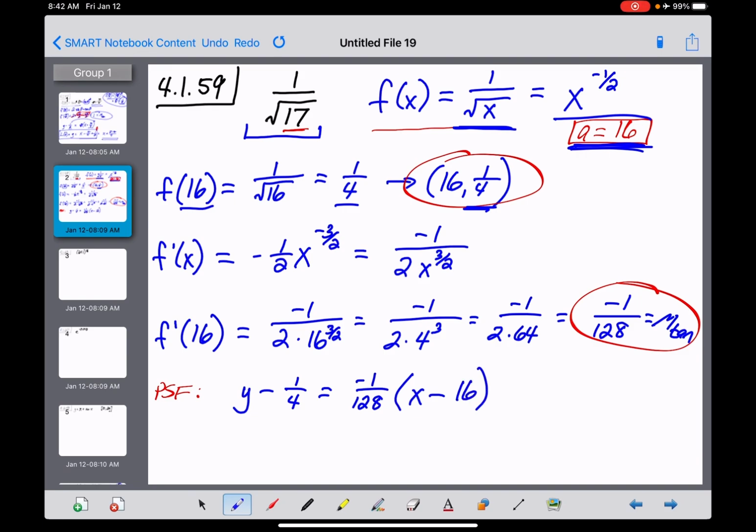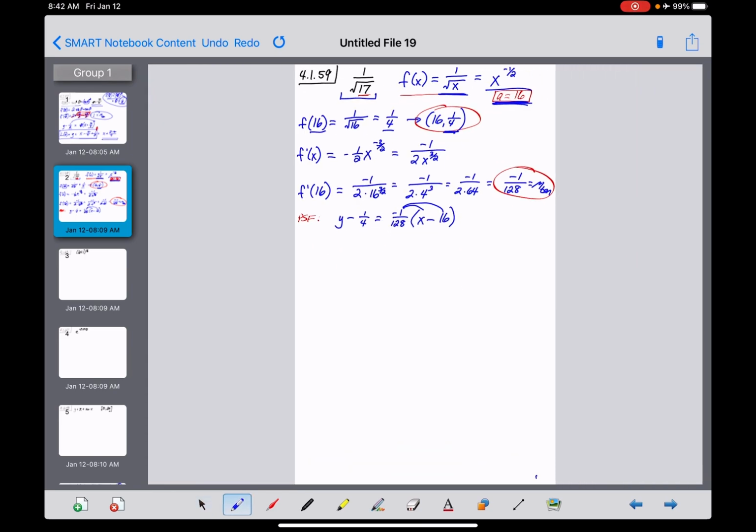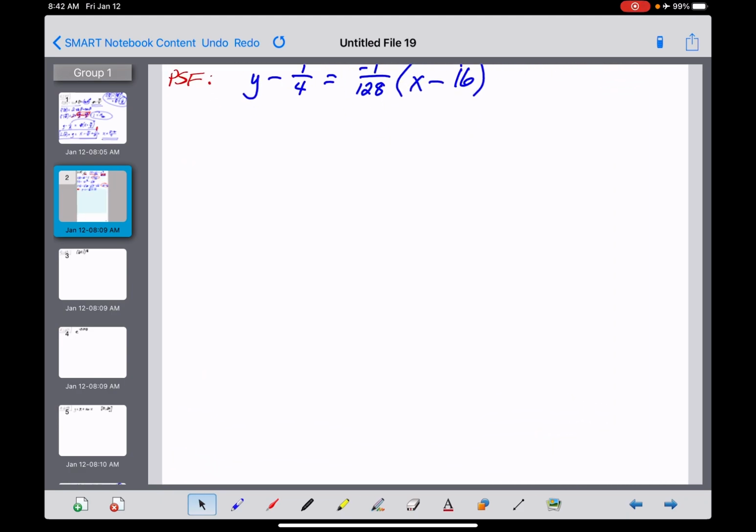Okay, so that's our equation right now of our tangent line in point-slope form, but we want it in slope-intercept. So I'm going to distribute that negative 1/128. Give me just a second here, guys. Let me make this so that I can scroll this a little bit better.